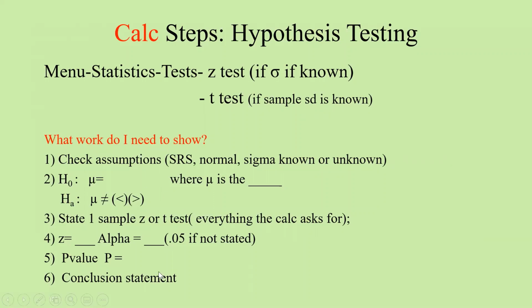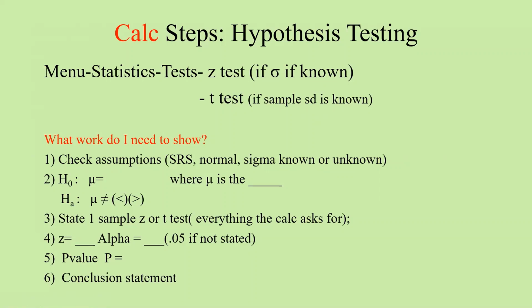And here's how you've got to show your work for all problems. You've got to start with your assumptions. SRS, is it normal? State how it is normal. Is it a symmetrical box plot or histogram? Or are we using n greater than 30 sample size? You need to write your null, alternative, and define your variables. You need to state, is it a one sample z or t test if you're using calculator?